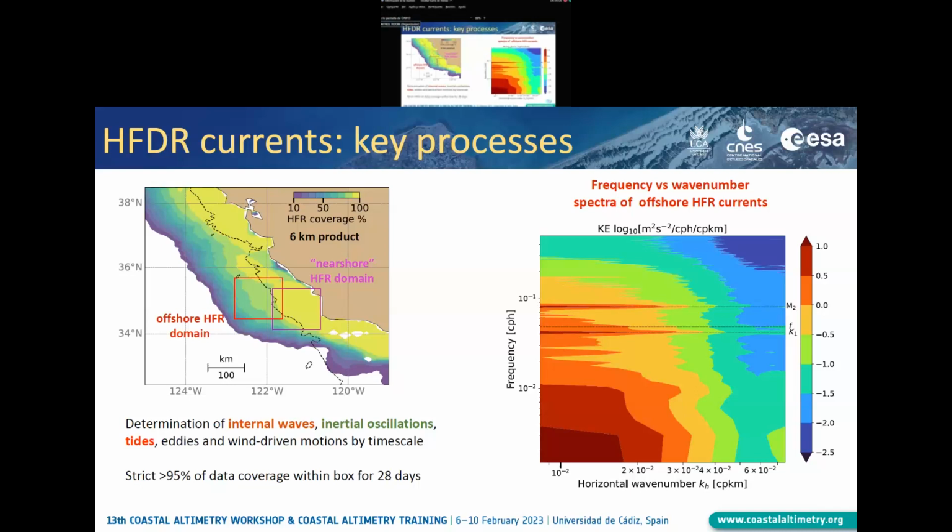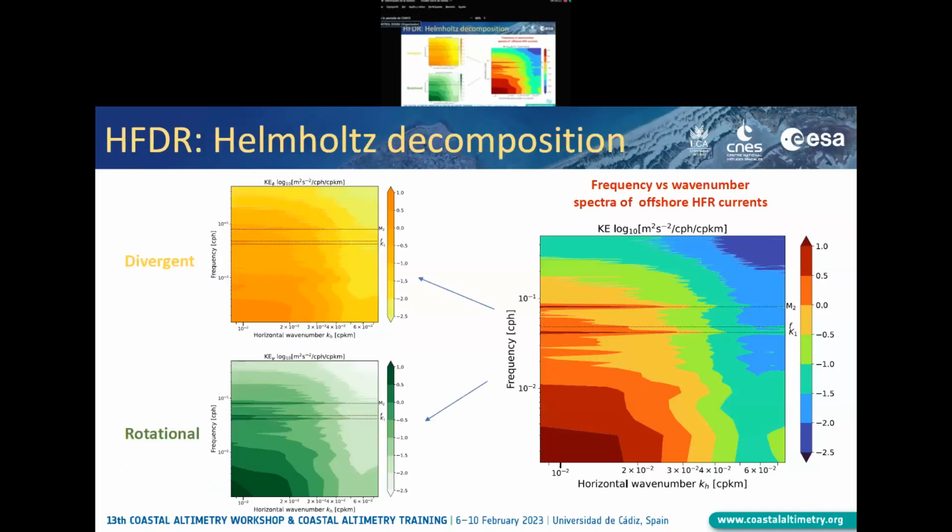And this is frequency. Here is the semi-diurnal tide, the inertial peak, and the diurnal or near diurnal tidal constituents. And this is the kinetic energy. And we want to use something like a Helmholtz decomposition that, again, Sung-Young talked a bit about, but it's a way to partition these two types of vector motions that are measured by the radar.